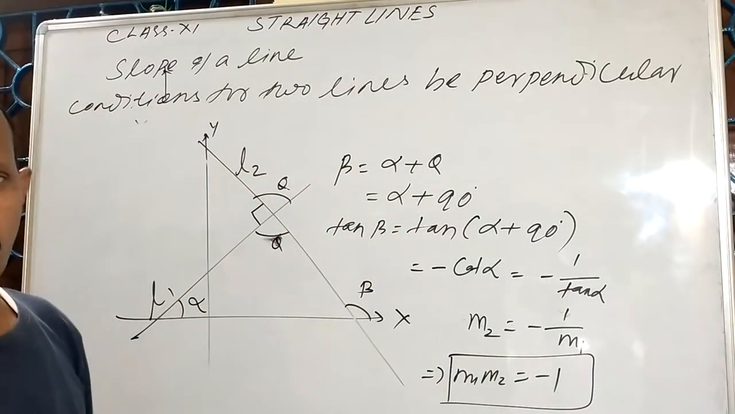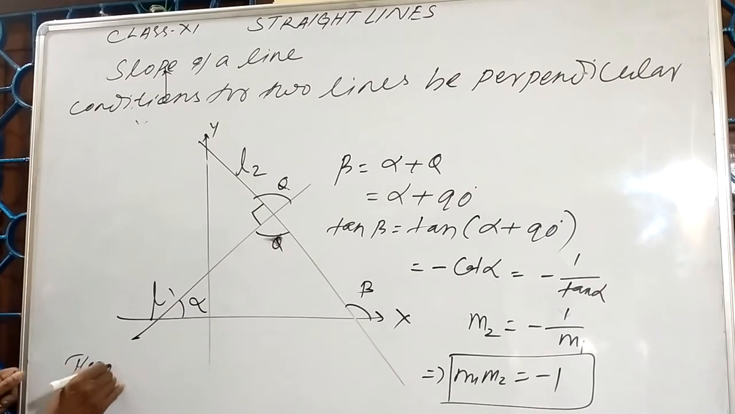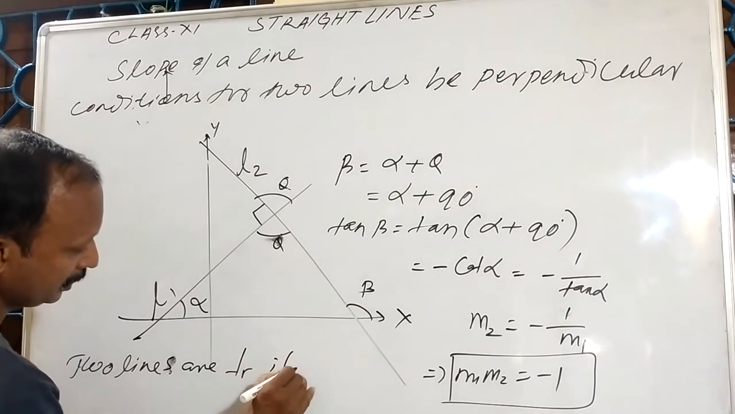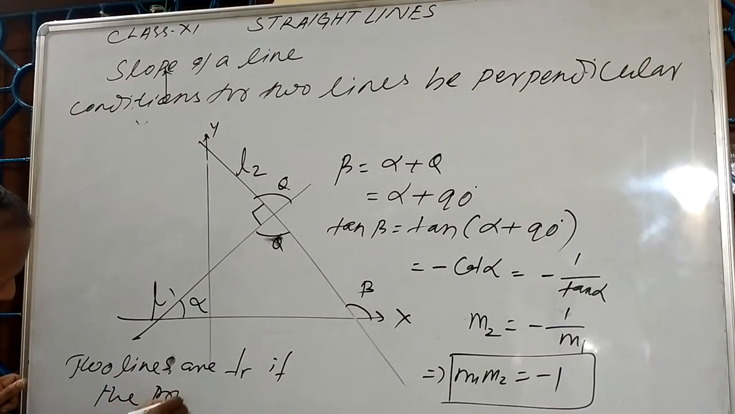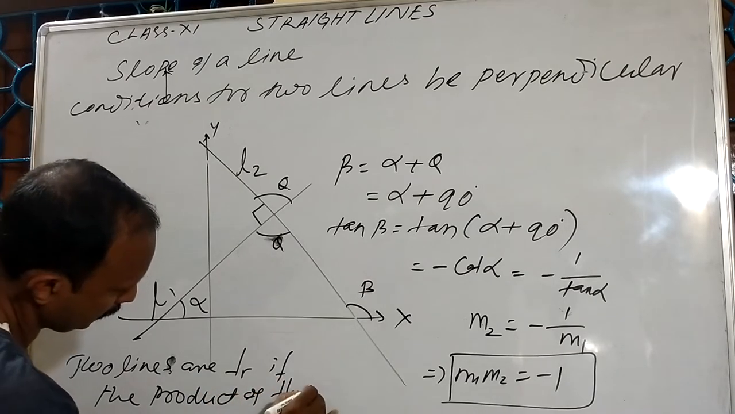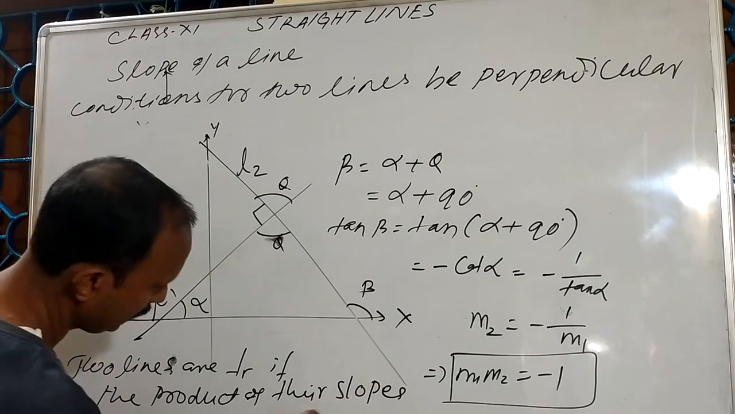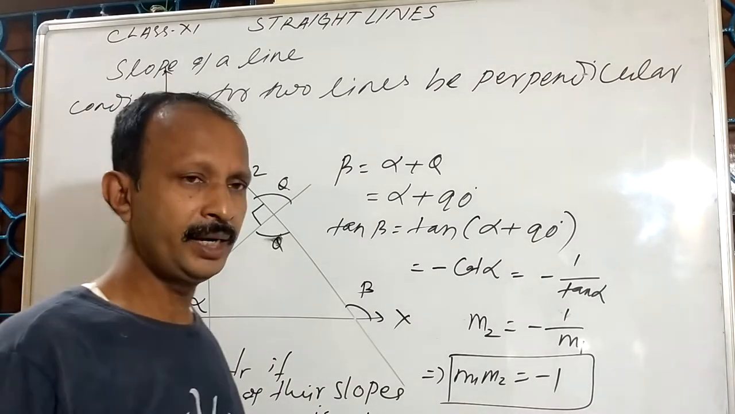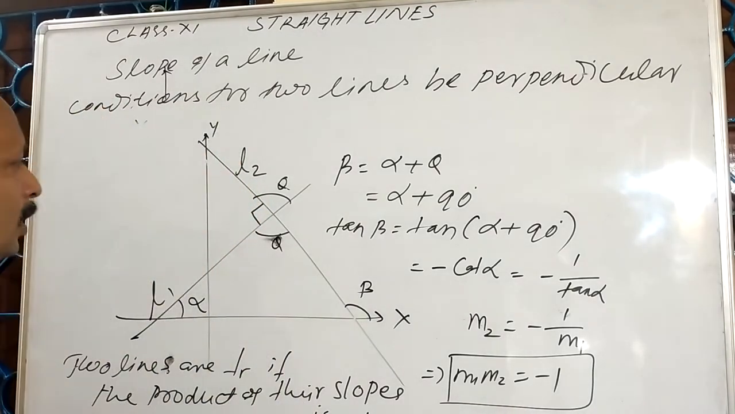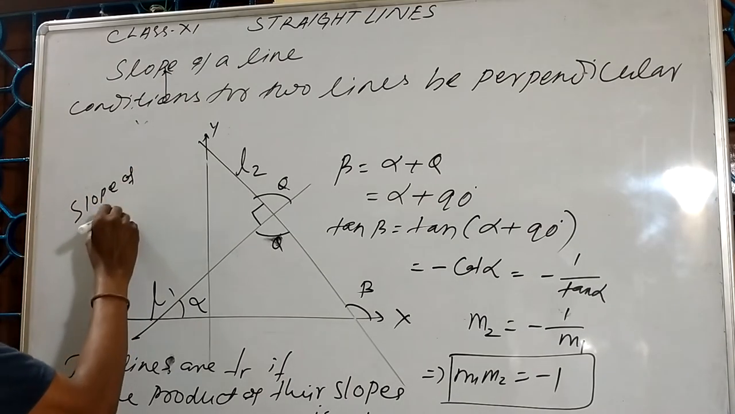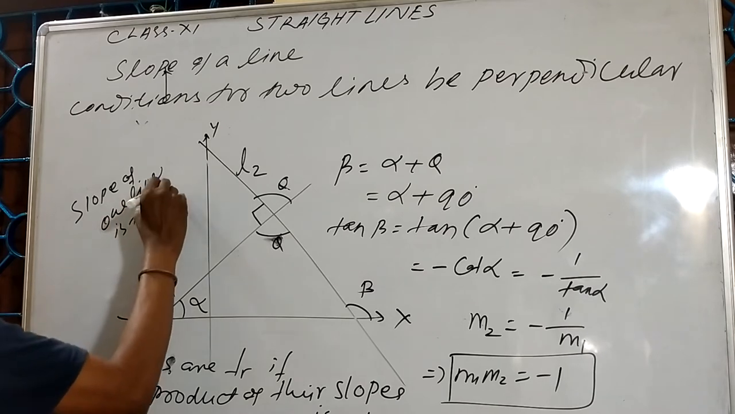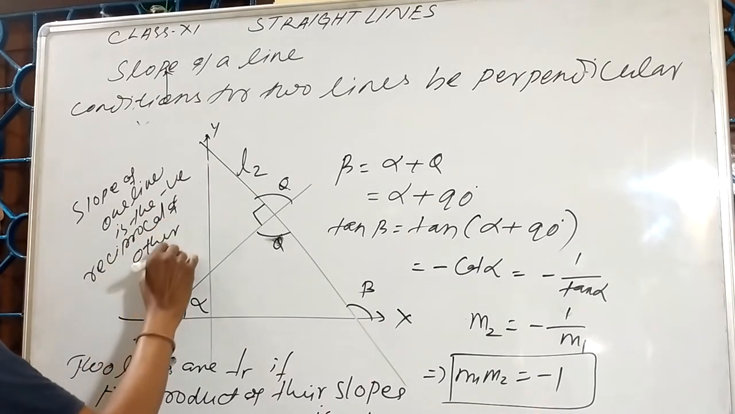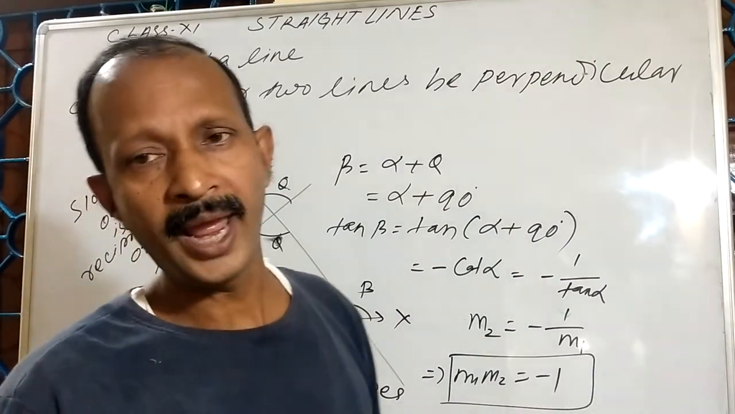That means two lines are perpendicular if the product of their slopes is minus 1, or you can say that the slope of one line is the negative reciprocal of the slope of the other line. So in this condition, two lines will be perpendicular.